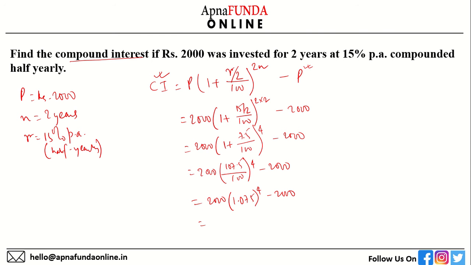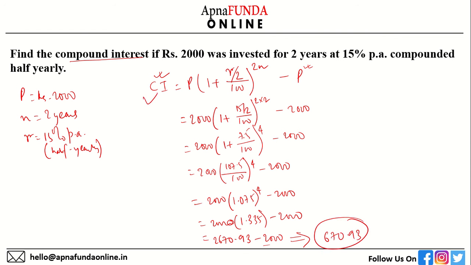Correct? This will be 2000 into 1.335 minus 2000. Let's solve this. This will be 2670.93 minus 2000. So the difference of these two amounts will be 670.93. This is the compound interest that we were asked to find under the compounding method of half yearly. Simple question. I hope you have followed along and this is the answer that you will also get.